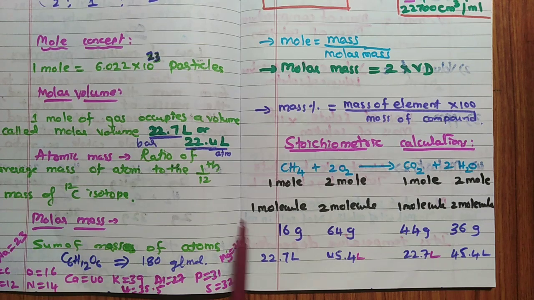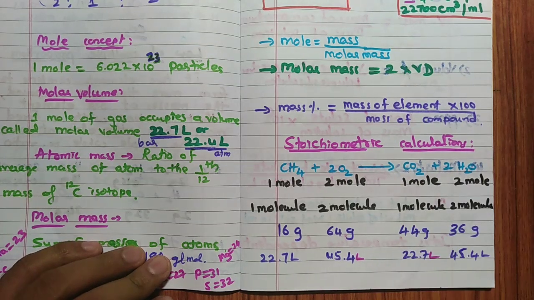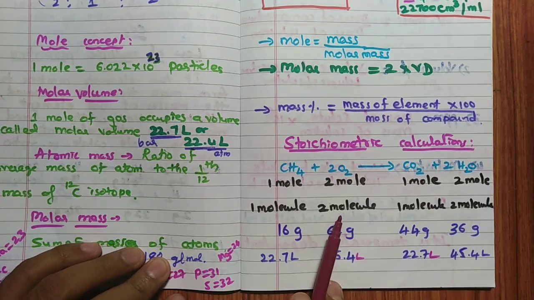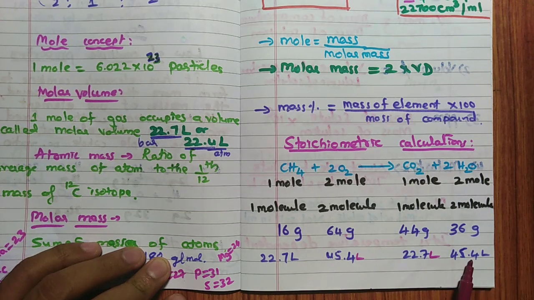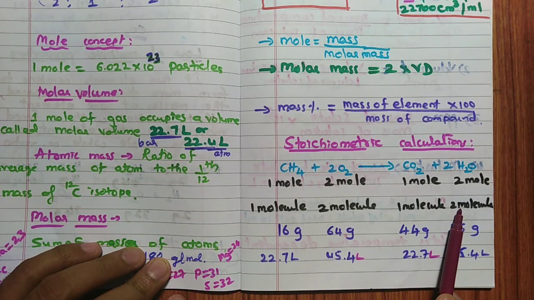Then how to read? See, you can equate any unit with any other unit. See, 1 mole of methane reacts with 2 molecules to form 44 gram of carbon dioxide and 45.4 liter of water. Very interesting, correct? So 16 gram of methane reacts with 2 moles of oxygen to form 22.7 liter of carbon dioxide and 2 molecules of water. Or you can say 2 into Avogadro number of particles are formed, like that. Very, very important point, remember.